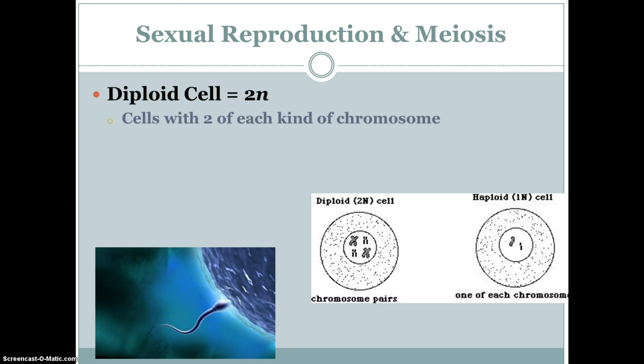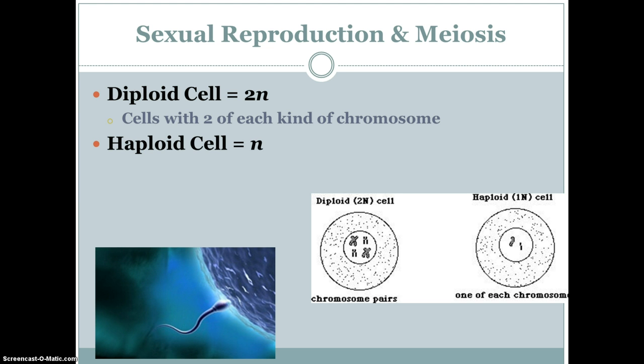Now, normal cells in the human body are diploid cells. And if you remember from last class, we talked about how many chromosomes a human cell has. And we said that a human cell has 46 chromosomes, or 23 pairs. And that would be a diploid cell if it has 46 total or 23 pairs.